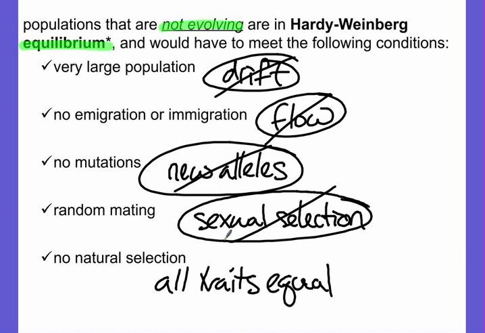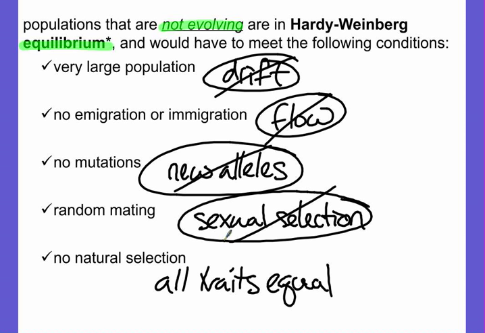So those birds with bright colors that attracted mates, you can't have anything that's advantageous in any way, shape, or form, whether it's for mating or just for survival, because those are the things that are going to be selected for. Those things always become more prevalent in a population. So since we're talking about equilibrium and this population can't evolve, all traits have to be equal. There can be no kind of selection of any kind.